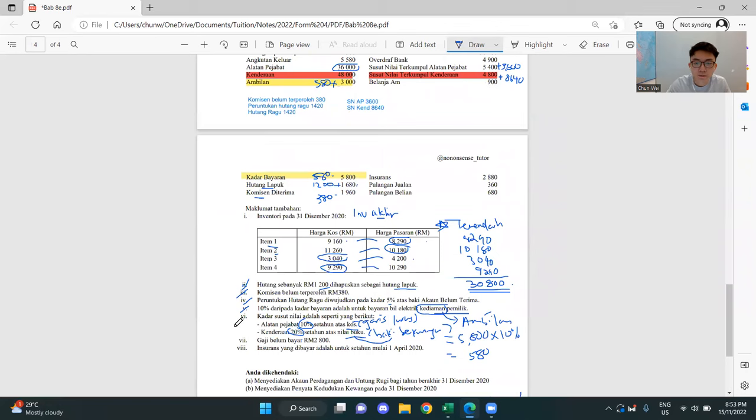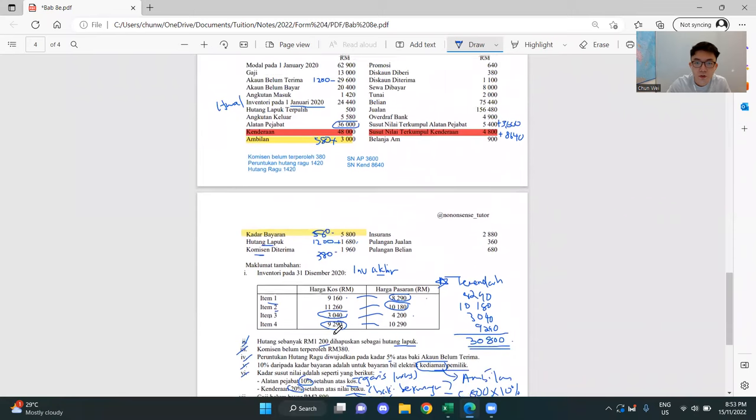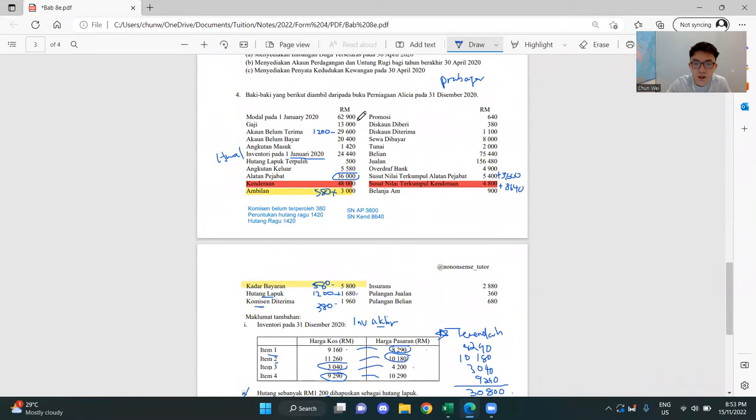Okay, next. So this is susut nilai. We done susut nilai. Next will be gaji belum bayar. So they tell us that there is a gaji belum bayar. So you look of 2,800. Okay? So 2,800. So there is this gaji 13,000.